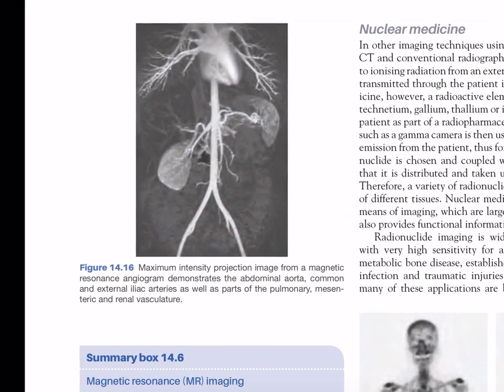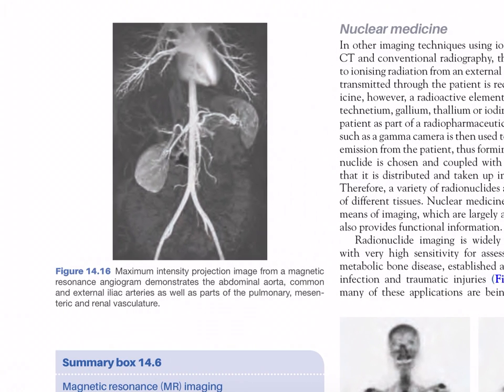This is 14.16, a maximum intensity projection image from a magnetic resonance angiogram demonstrating the abdominal aorta, common and external iliac arteries, as well as part of the pulmonary, mesenteric and renal vasculature.